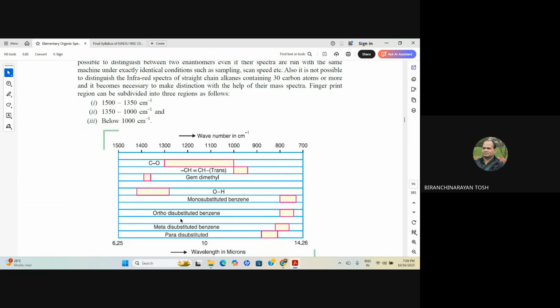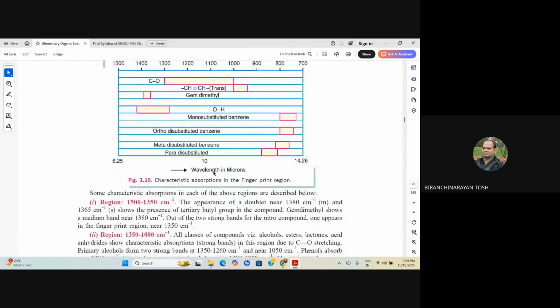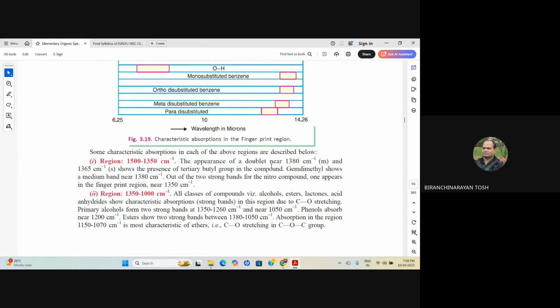Other substituted benzenes, meta substituted, appear here, monosubstituted benzene below 1000, and carbonyl stretching occurs between 1350 to 1000, along with bending vibrations. If you consider this one, the appearance of a doublet near 1380 and 1365 represents the tertiary butyl group of the compound. Geminal dimethyl shows a medium band near 1380. Nitro compounds also appear near 1350.